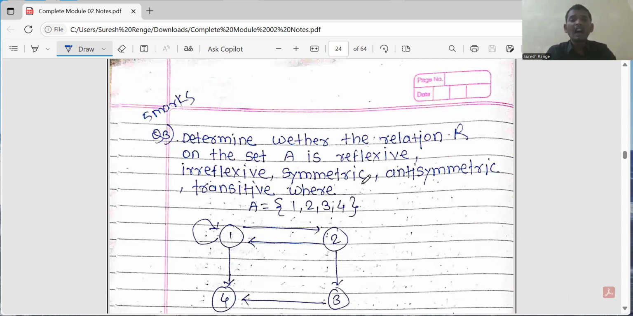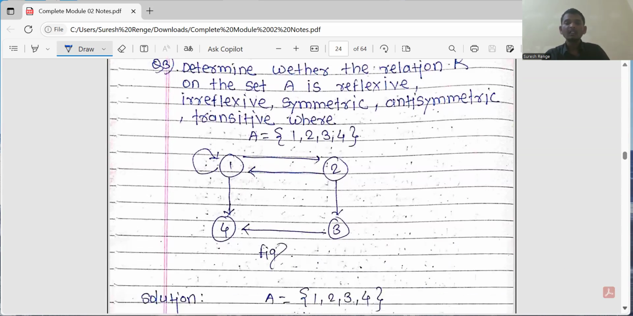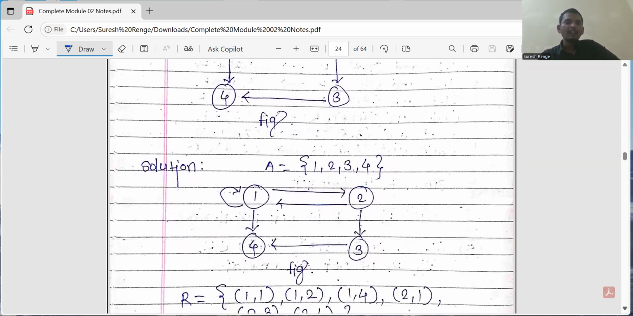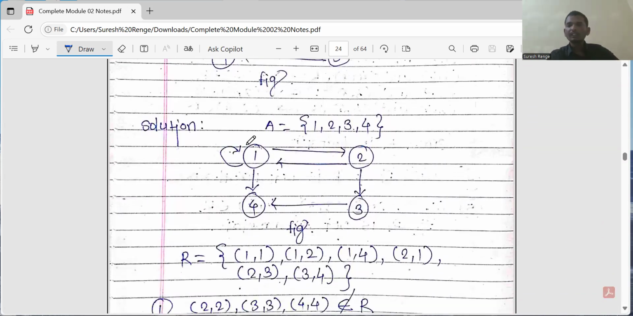Determine whether the relation R on the set A is reflexive, irreflexive, symmetric, antisymmetric, and transitive, where A is given. For the relation given in diagrammatic representation, we want to check whether that relation is reflexive, transitive, irreflexive, symmetric, or antisymmetric. We want to examine that. Let us start the solution for this question.